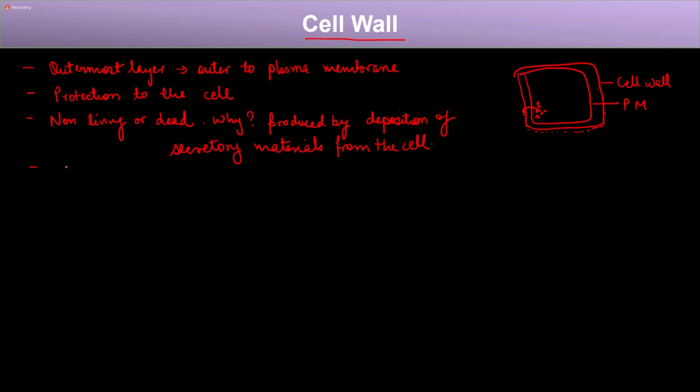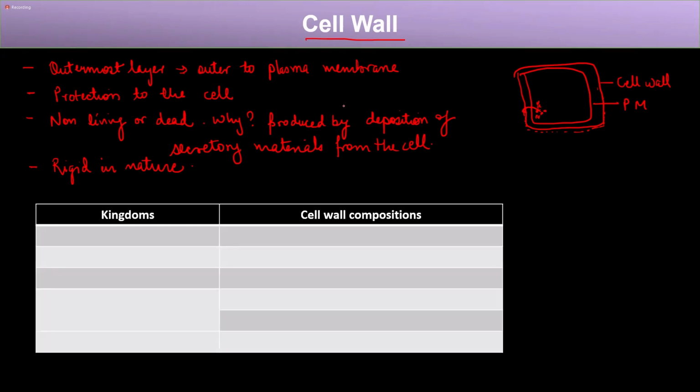Next thing, what is its nature? It is rigid in nature. So this is the feature of a cell wall. Now the next thing is, where is the cell wall present? So you must have studied during your kingdom classification chapter that there are many kingdoms, right? There are mainly five kingdoms.